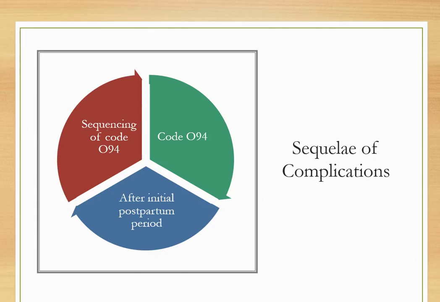All right, sequela of complications of pregnancy. So we have code O94, which is for use in those cases when an initial complication of pregnancy develops a sequela, the late effect, requiring care or treatment at a future date. This code can be used at any time after the initial postpartum period, and like all the rest of the sequela codes, it is to be sequenced following the code describing the sequela of the complication.